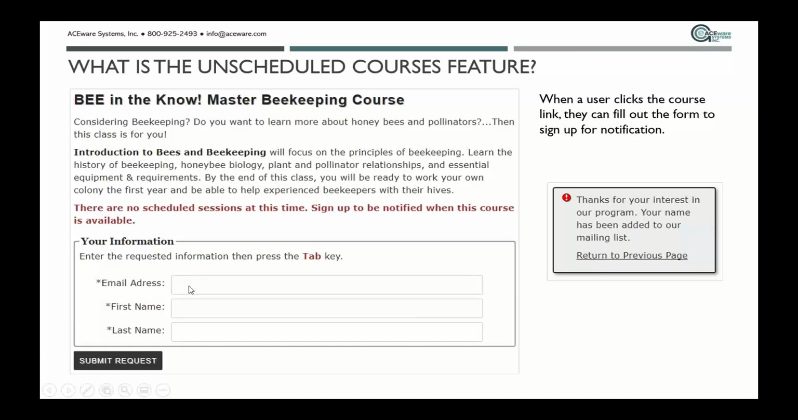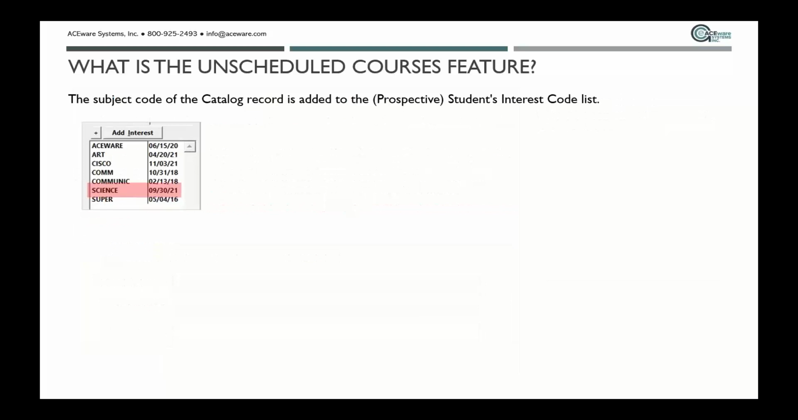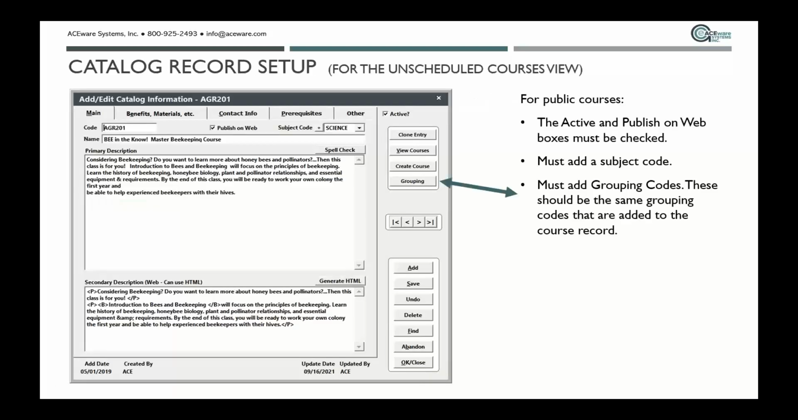And by the way, when they sign up for that course, if their email is in the database, it'll automatically say, well, are you Chuck Havlicek, if I put in my Chuck at ACEware email, so that they don't have to fill out any other data. It actually adds that flag to their existing record in Student Manager. Now, if they don't have a Student Manager record, it will automatically add that name as a kind of shell record in the system. And that's the big deal, is the subject code of that catalog is added to that student's interest code list.